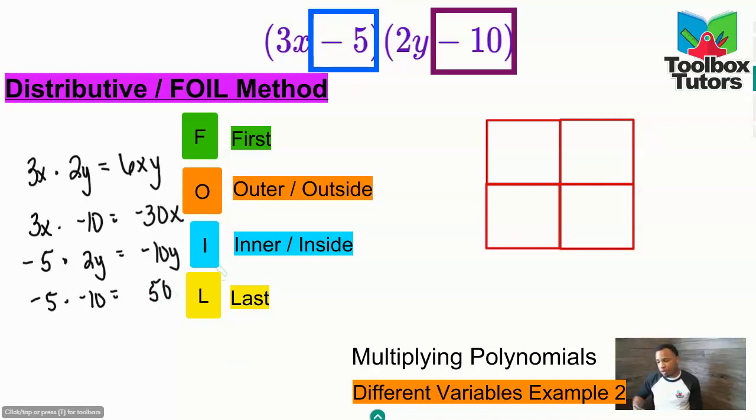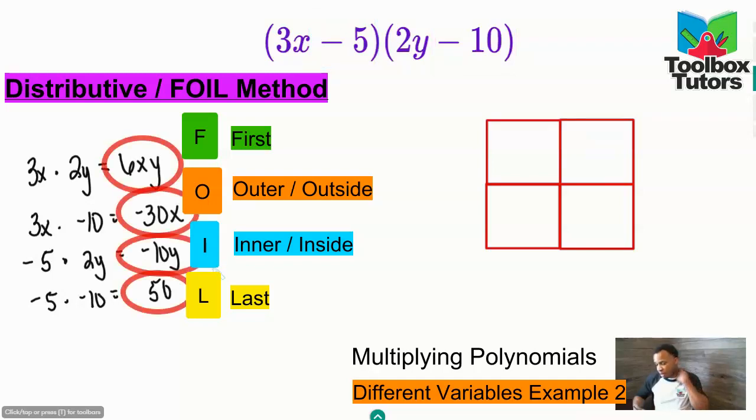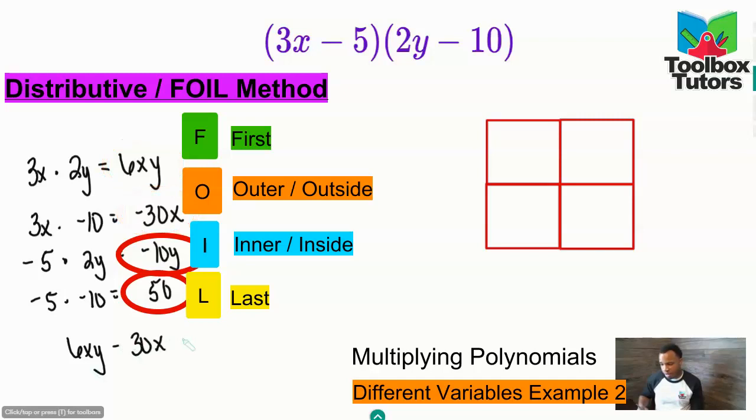So from here, we want to identify our terms and look at these terms to see if we have any like terms that we can combine and simplify. Looking at these 4 terms that we have, we don't have any like terms. So what we'll do is bring these terms down one at a time, and these 4 terms will actually be our answer. So we have 6xy minus 30x minus 10y plus 50 as your final answer.